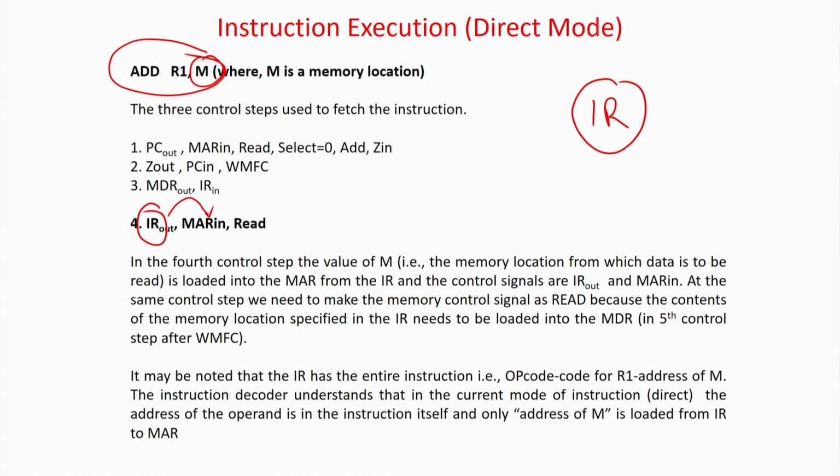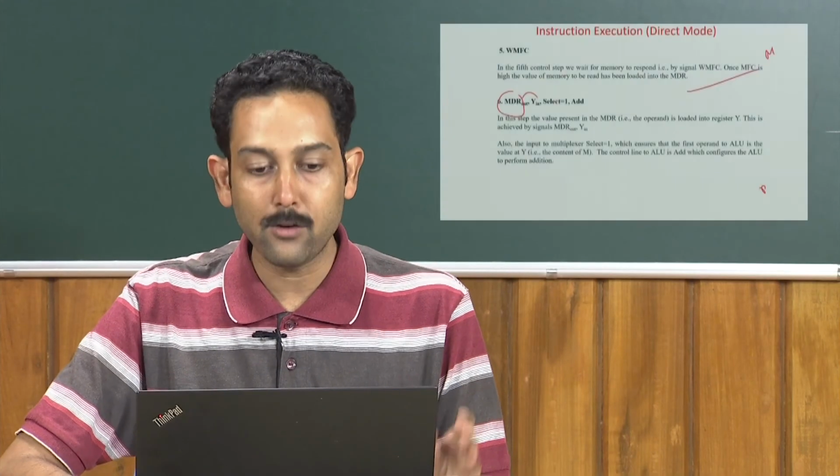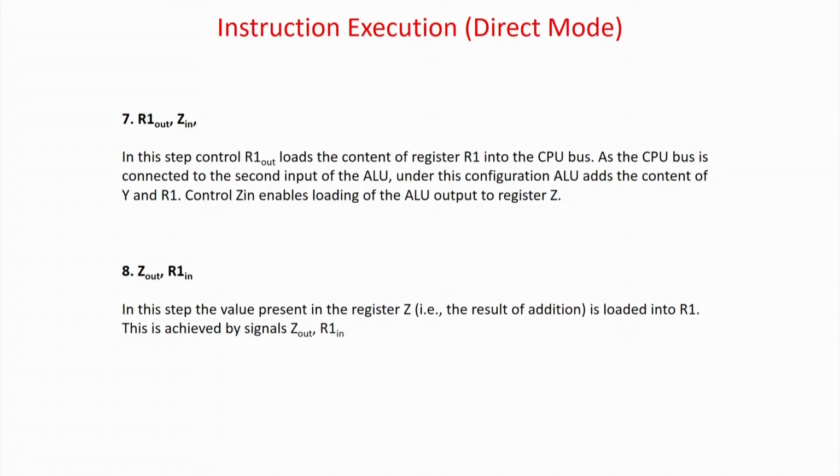So just see this step. It says memory data register out, Y in, so that I can put the value of memory data register, that is the content of M, into Y, select equal to 1 and add. So that constant is now not required. The value of MDR, that is the content of M, will be in Y and it will be added. Next, the adding is done. Sorry, the adding is not yet done.